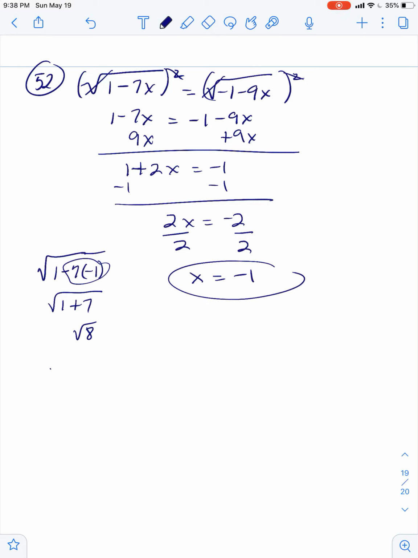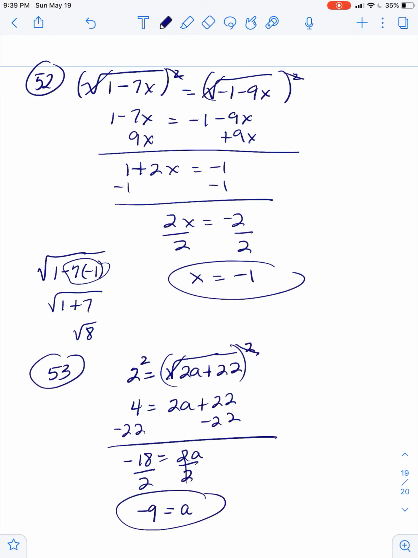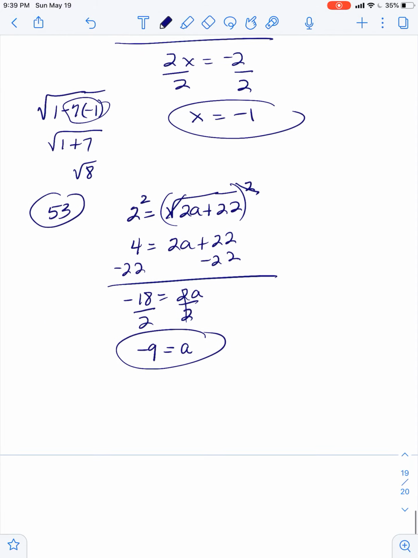Okay, 53. Now the difference in it is there is not a square root on both sides, just on one side. But the rule is still, we still have to square both sides. So this side will give me just 4, where these will cancel. And now we're going to solve. Okay, so the first step is kind of the hard step. The rest of it then becomes a review. Again, double check that: 2 times -9 is -18, plus 22 is 4, and it does work.